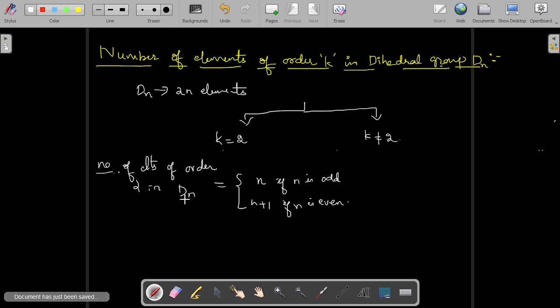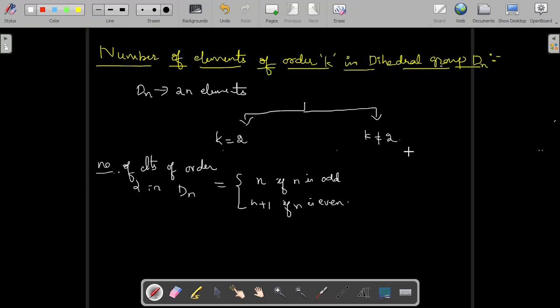You have to check the value of n in Dn. If it is D3, D4, D5 like that. If it is D3, then n equal to 3. 3 is odd. There are 3 elements of order 2 in D3. If it is D4, n equal to 4. 4 is even. Therefore, 4 plus 1, 5. Therefore, there are 5 elements of order 2 in D4 and so on.